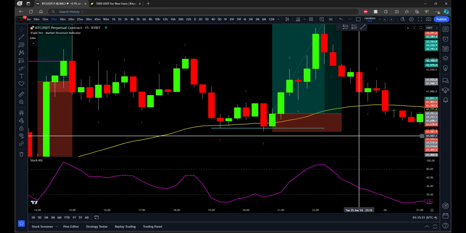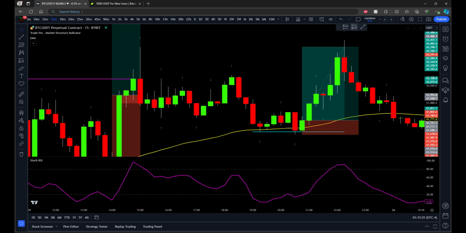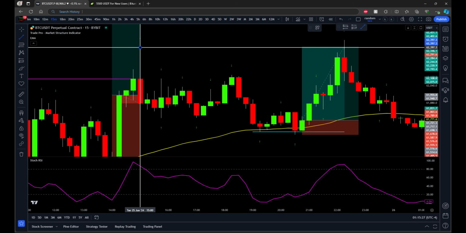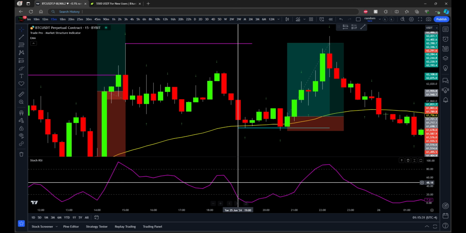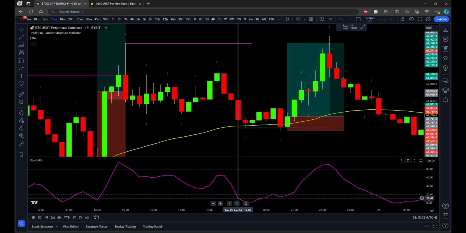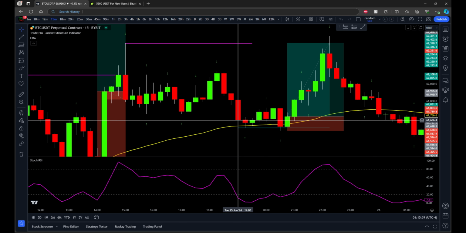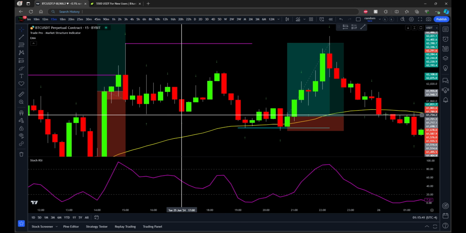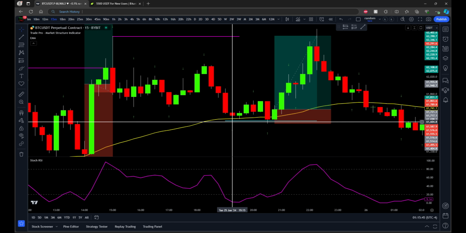So why is this one valid? Well, let's take a look. Here's the beginning of our pullback right here. The high, and then we wait until we go oversold stochastic, which happens right here. This is already at new lows of the pullback, but we close below all these short-term swing lows over here. So we need to wait for a new short-term swing low to form and then be swept.